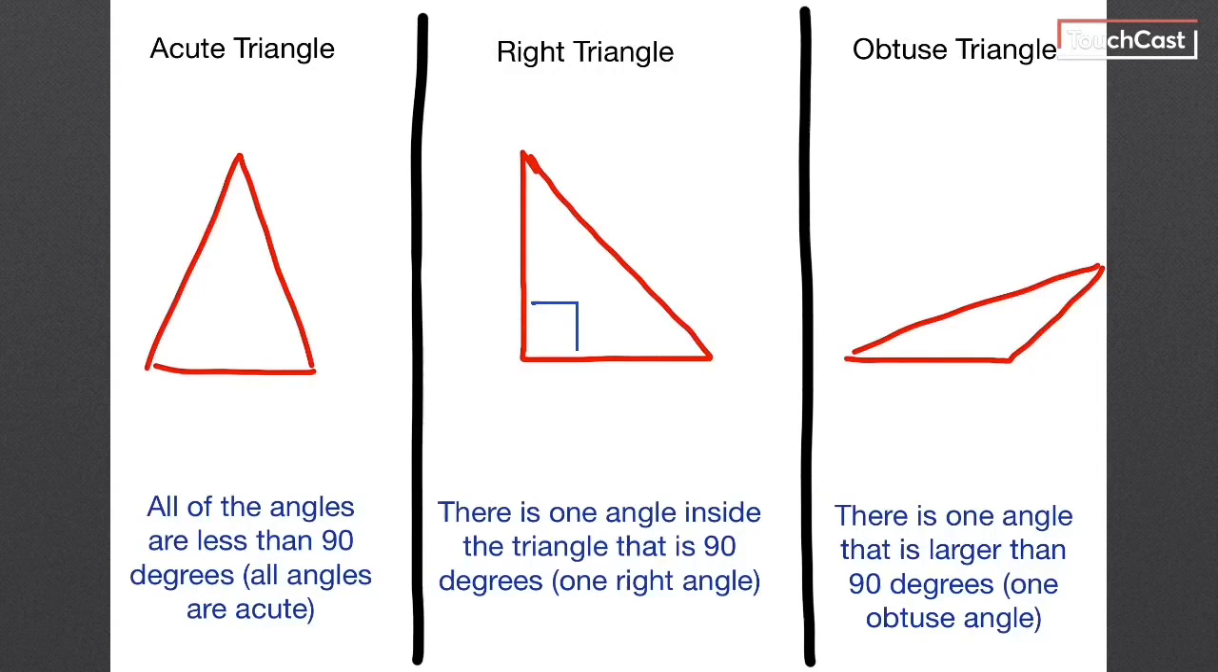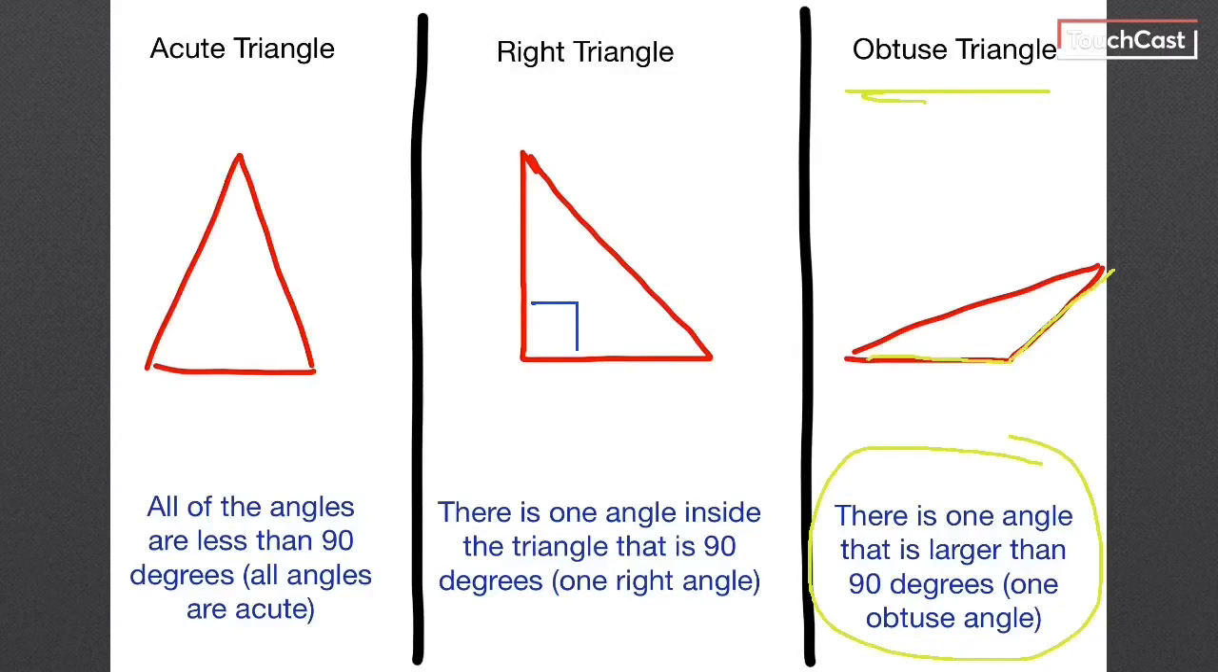Next, we go to the obtuse. We know what acute means. It's acute. We know right is perfect. Now obtuse is the big guy. So with obtuse, there is one angle inside of this triangle that is larger than 90 degrees. Remember, acute is less than 90, right is 90, obtuse is greater than 90. So that one angle that's greater than 90 degrees is right here, what I just traced for you.